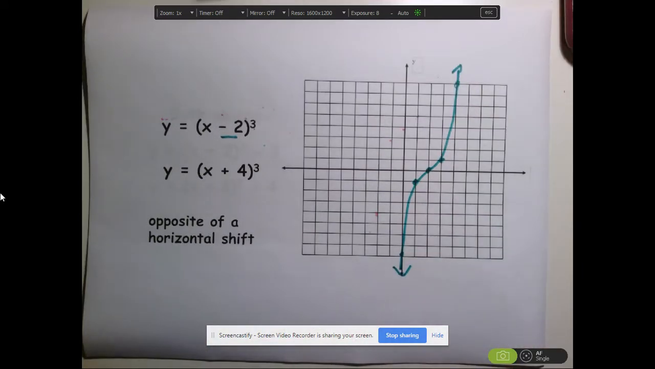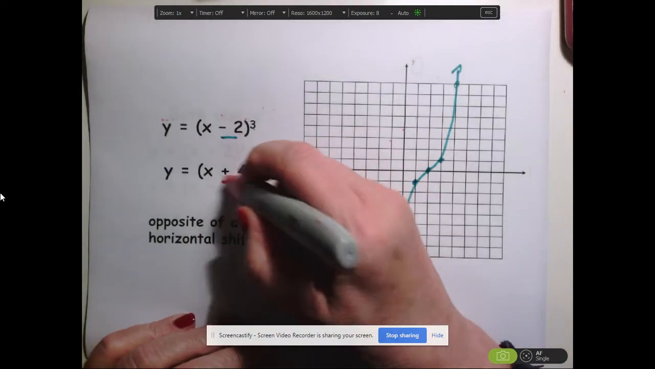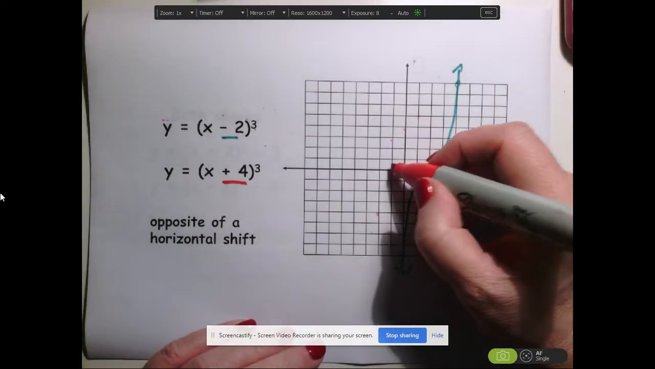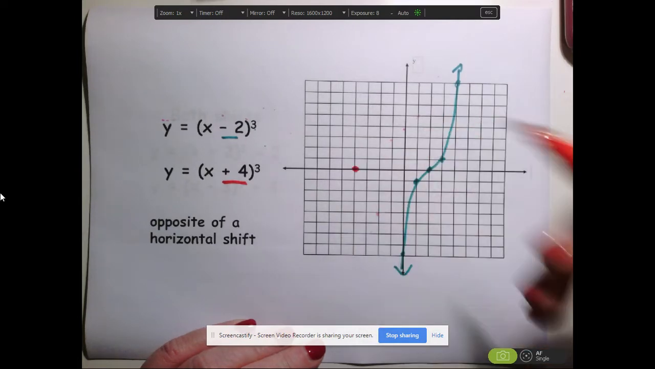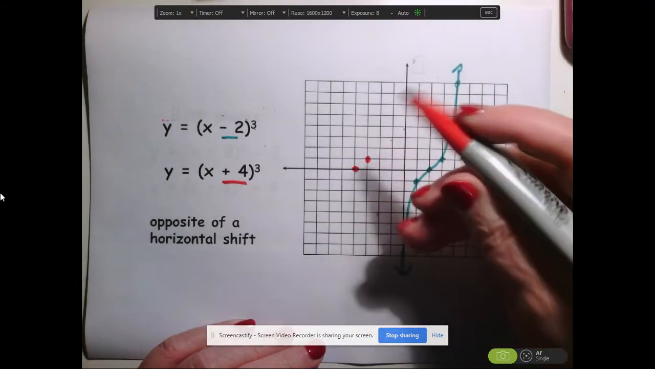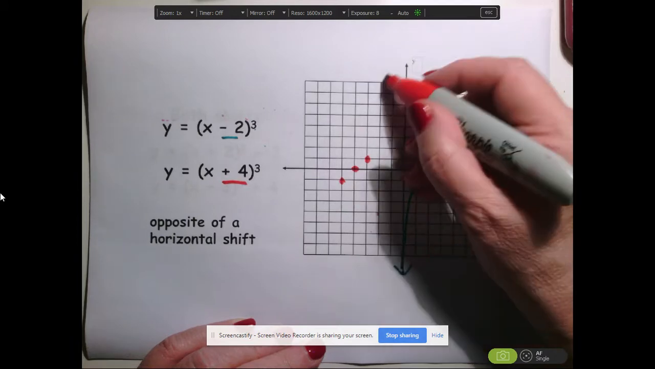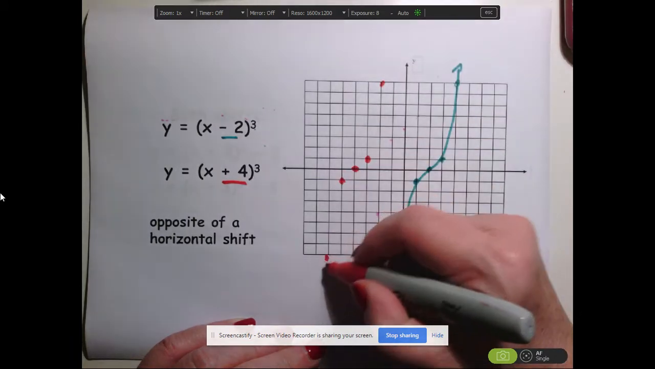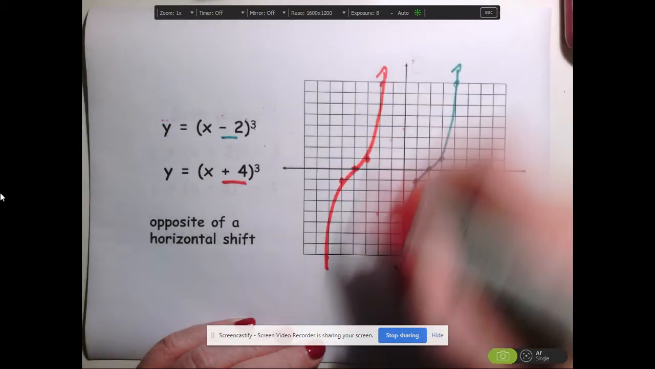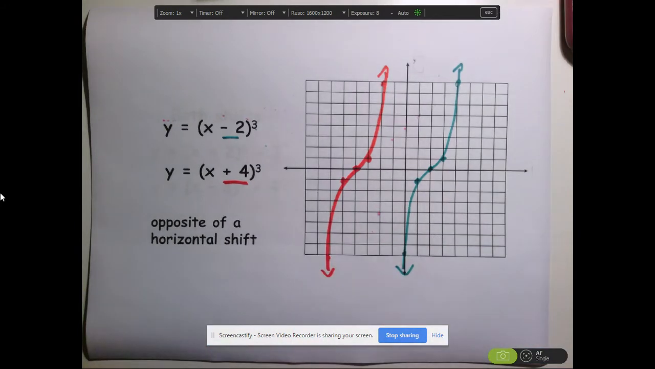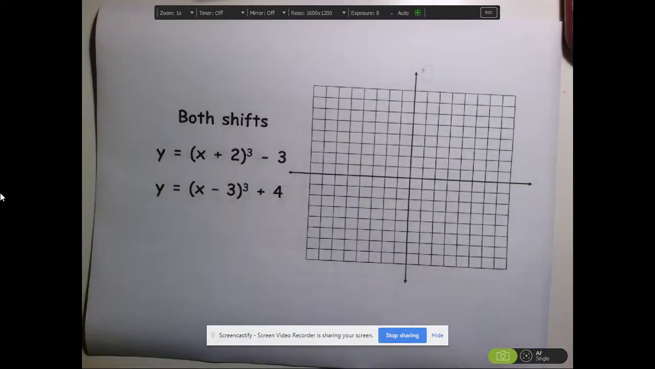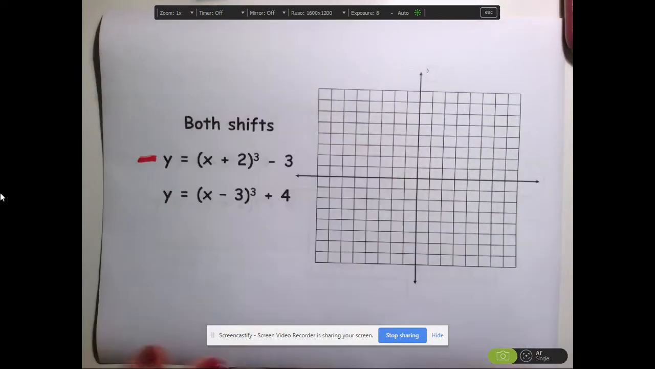If I had a shift over here of x plus 4, that would actually give me a shift over -4. And then I could graph from that point. So this here would be your horizontal shifts. And again, if you did both shifts, I'm only going to do this one here in red. I think you can figure it out from there.